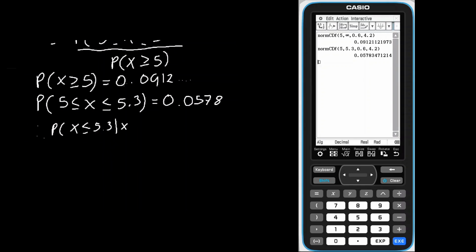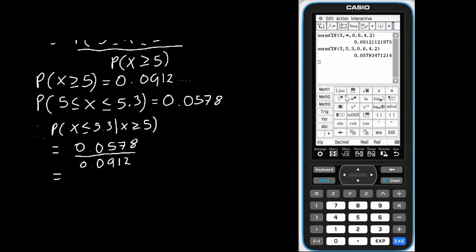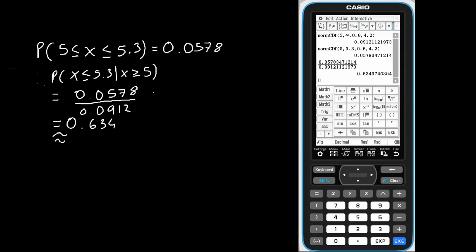Okay, therefore, we now write the probability of X being less than 5.3, given that X is greater than 5, is now equal to 0.0578, all divided by 0.0912. And this will give us our final answer. We can just highlight the one that we want, put it down the bottom, highlight this one, put it here, and then I'm going to times it by 100 later actually, but this is equal to 0.634, which is basically like saying 63.4%.